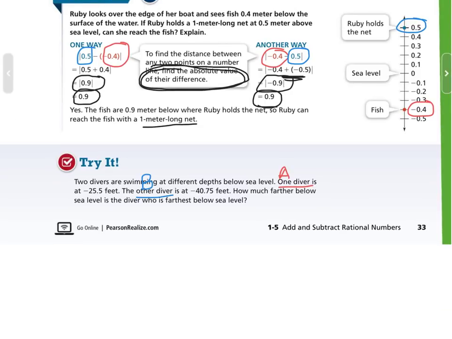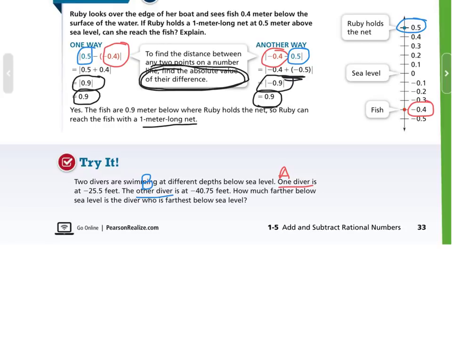Take a look at your try it. Two divers are swimming at different depths below sea level. One diver, I'm going to call that diver A, is at negative 25 and 5/10 feet. The other diver, which I'm going to call B, is at negative 40 and 75/100 feet. How much farther below sea level is the diver who is farthest below sea level? So I guess the first thing you need to decide is which diver is lower in the water, diver A or diver B.